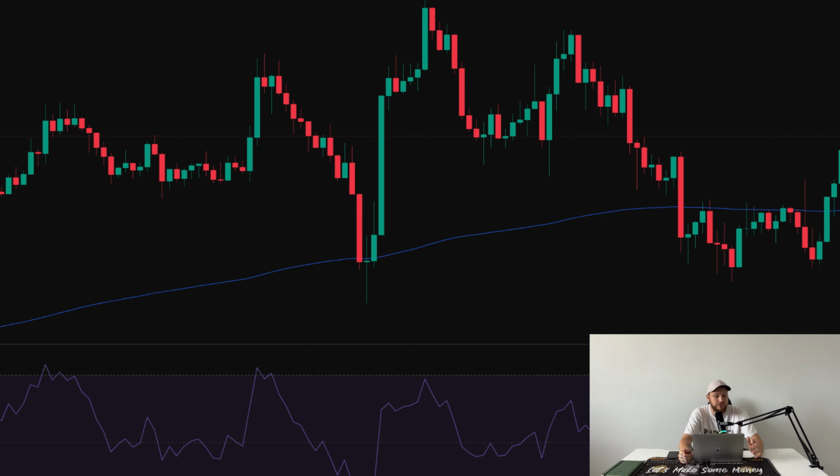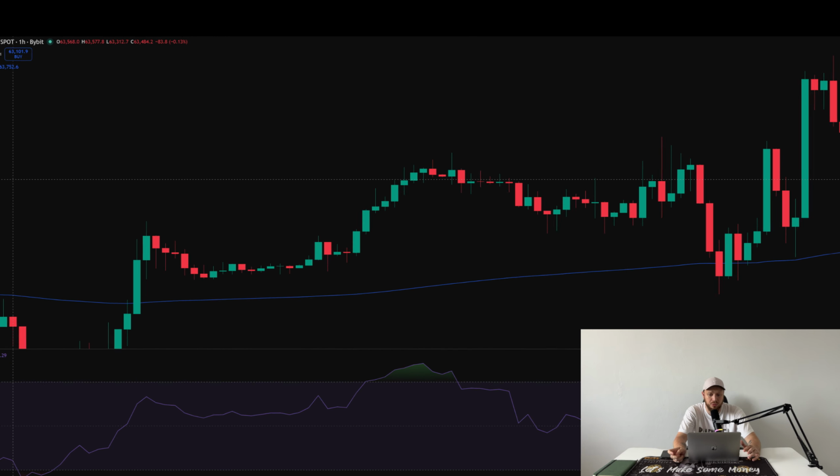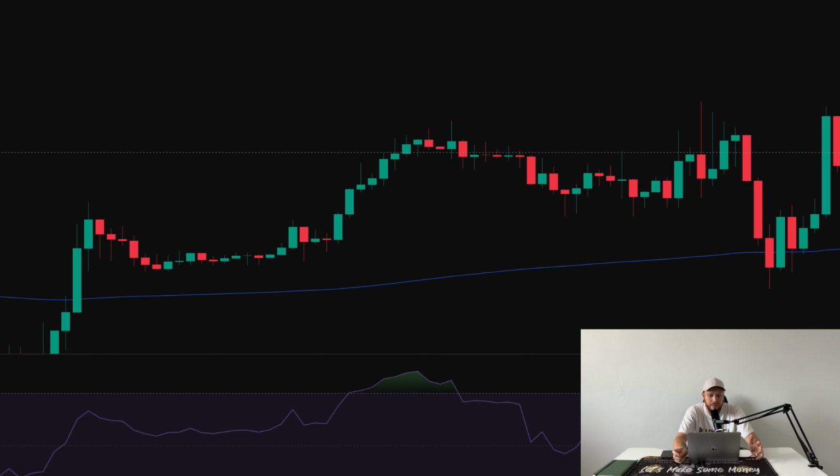The strategy is a filter, not a money printer. This one I would skip. Price is chopping around the EMA, RSI is moving sure, but the chart looks messy. And messy charts are where beginners donate money to the market.